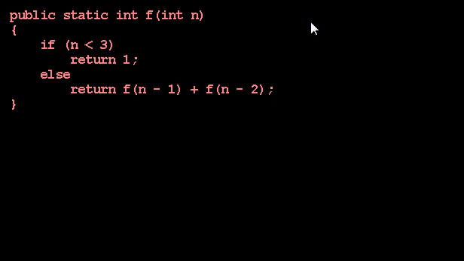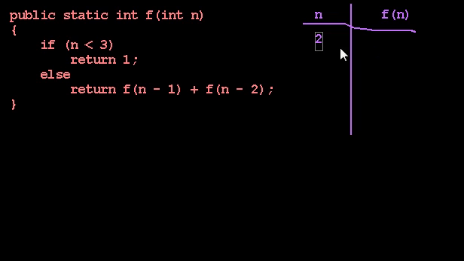But if we go to our helpful little chart, n and f of n, we can actually work this out pretty easily. What would be a simple value of n to try? Well, anything less than 3 is 1. So how about 2?